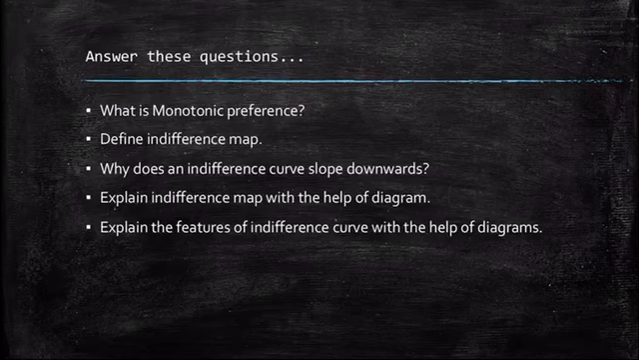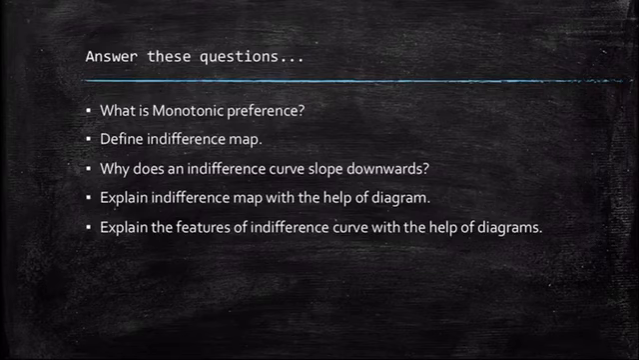Then define indifference map. What do you mean by indifference map? It's a family of indifference curves which give different levels of satisfaction. Next, why does an indifference curve slope downwards? It's very simple, because as long as the consumer is ready to stay on the same indifference curve, he has to sacrifice one of the goods to gain another unit of the other good.